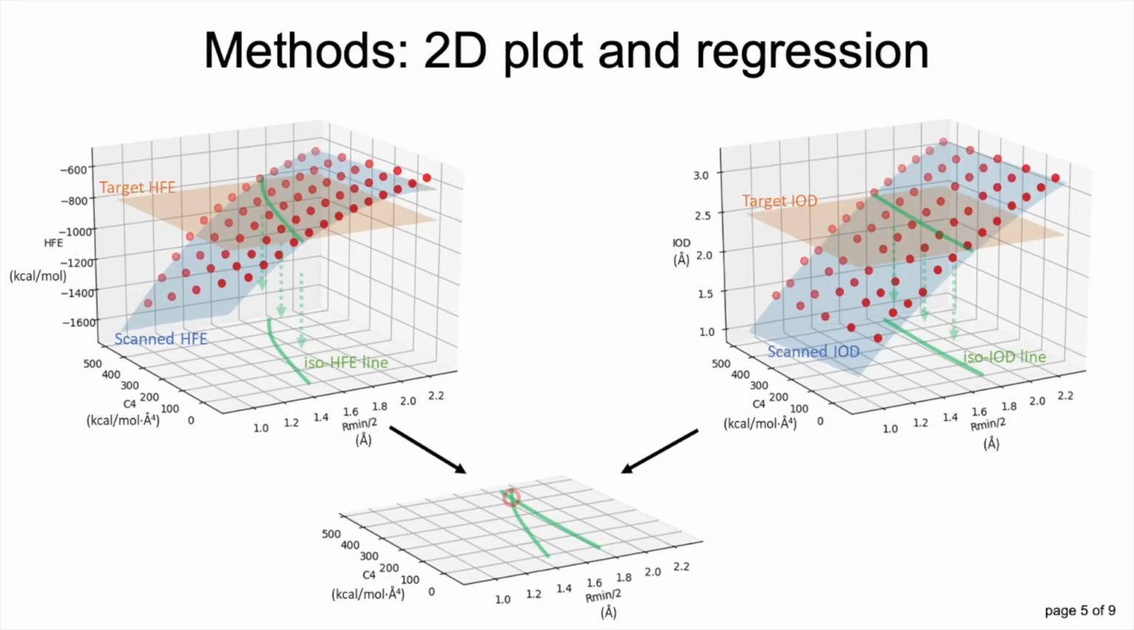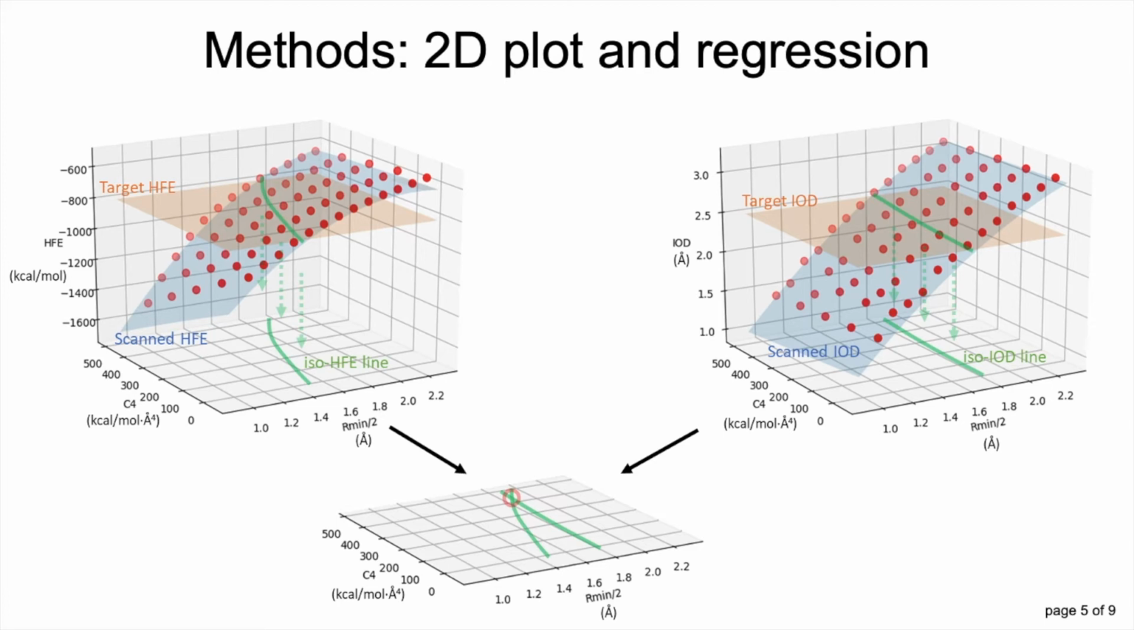Methodologically, to generate the parameters of metal ions with the new water models, we used a scan and determine pattern. Here we scanned the hydration-free energy, which is called HFE, on the left as a function of two variables: the C4, which we just described before, and the R minimum, which is a typical parameter for the van der Waals behavior. And then we also scanned IOD, the ion-oxygen distance, as a function of C4 and R minimum.